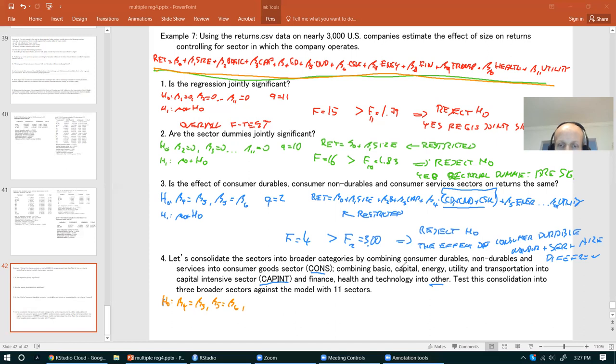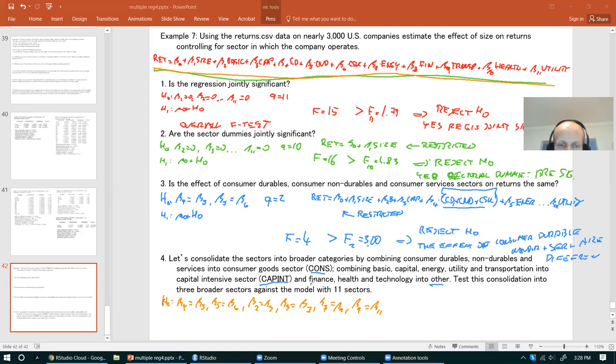Next, we want to combine basic, capital, energy, utility, and transportation. So what does that mean? That means that we want beta 2 equals beta 3, and beta 3 equals beta 7, which is energy, and beta 7 equals beta 9, which is transportation, and beta 9 should equal beta 11, which is utility. So now we consolidated basic, capital, energy, transportation, and utility.